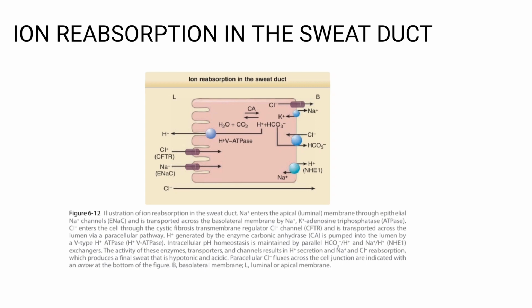The chloride enters from the luminal side to the basal side via the paracellular pathway, and H plus is generated with the help of carbon dioxide and water in the presence of the carbonic anhydrase enzyme. These break down into H plus and bicarbonate. H plus is thrown out to the luminal side via H plus V ATPase, and bicarbonate is thrown out to the basal side when the chloride enters. This maintains the pH homeostasis in the sweat duct.